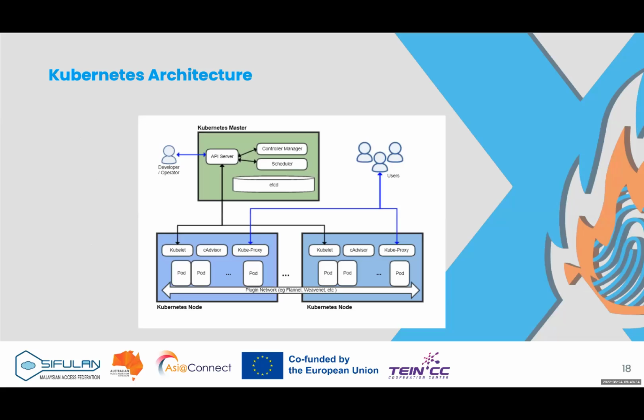So this is a general Kubernetes architecture. Actually, it's quite simple in terms of architecture. It consists of two different nodes. One is called the master node, where it runs the API services and also the database that stores the current state or configuration of your cluster. And then there's the Kubernetes node. This is where the actual applications or containers are running.